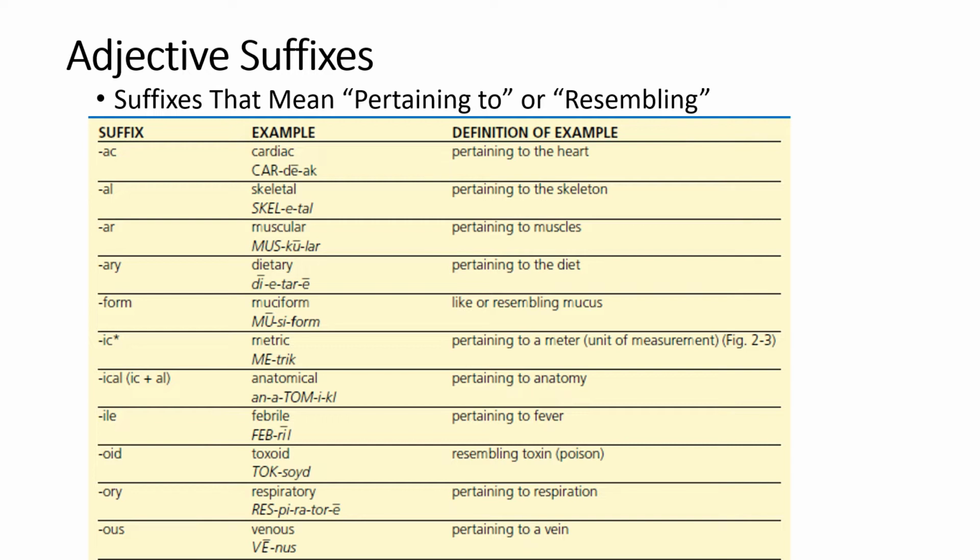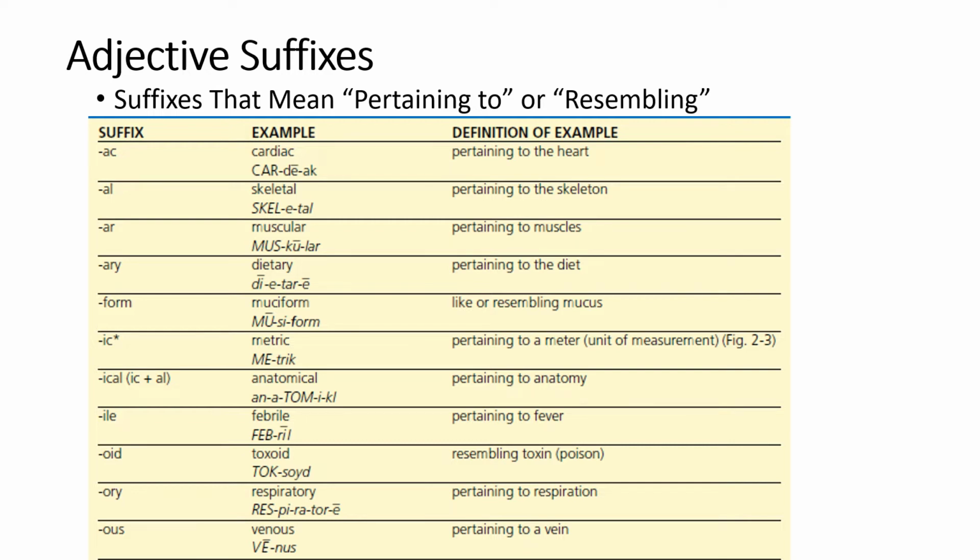Next, we have the suffix OID. The example is toxoid. Toxoid means resembling toxin or a poison. Toxo means toxin or poison, and oid means resembling.